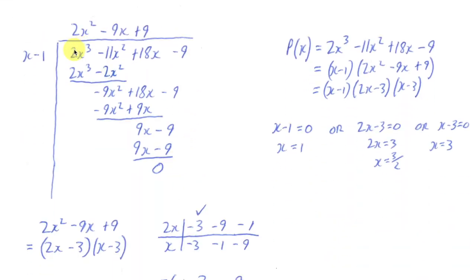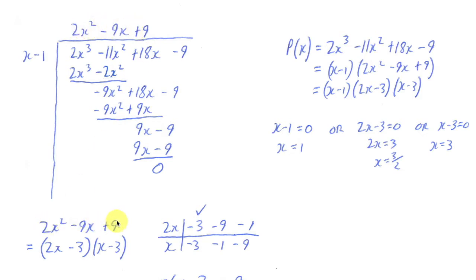So I set up for long division. Here's my cubic. I'm dividing by x minus 1. You can see my steps. I produce a remainder of 0, as I should, because x minus 1 is a linear factor. But when I've got this cubic, I divide it by x minus 1. The result is this quadratic.